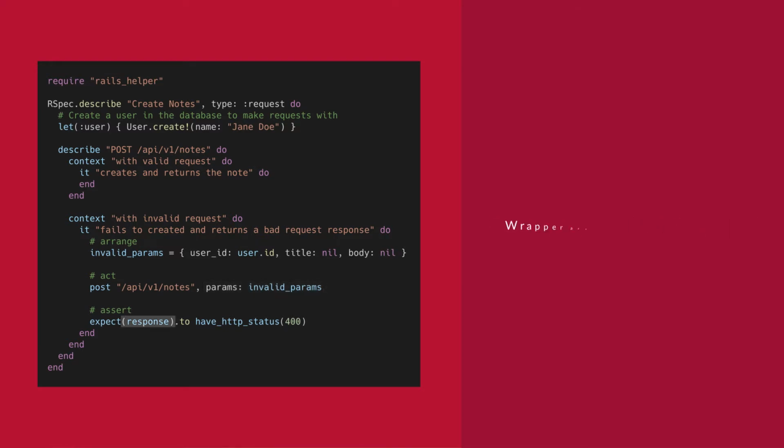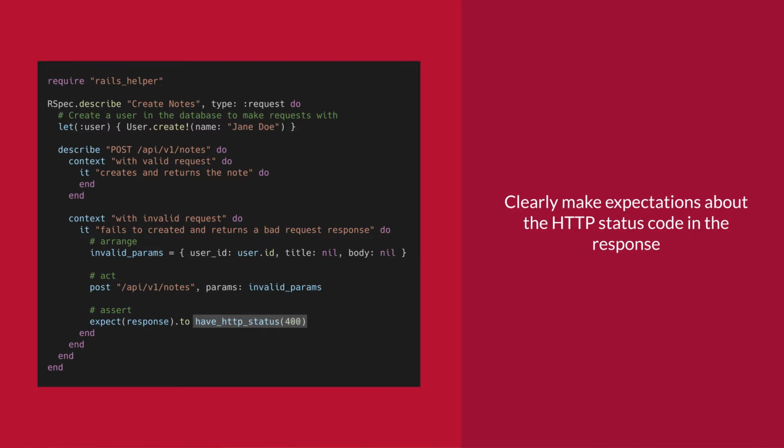The response object is a wrapper around the HTTP response of the endpoint. It has a status, headers, and body. We can use this object to make expectations on the result of our post call. Whenever you use one of the HTTP call helpers, you'll immediately have access to the response object after making the call. So you have to act before you can assert anything about the response. Finally, the have_http_status matcher is made available in request specs to easily and clearly make expectations about the HTTP status code in the response. We're using 400 here, but we also could have used the symbol version, :bad_request.